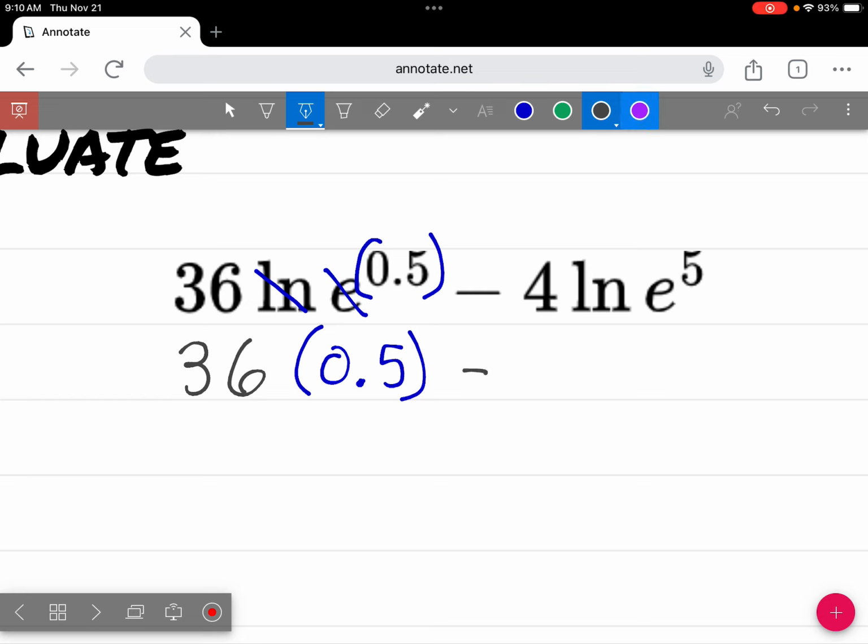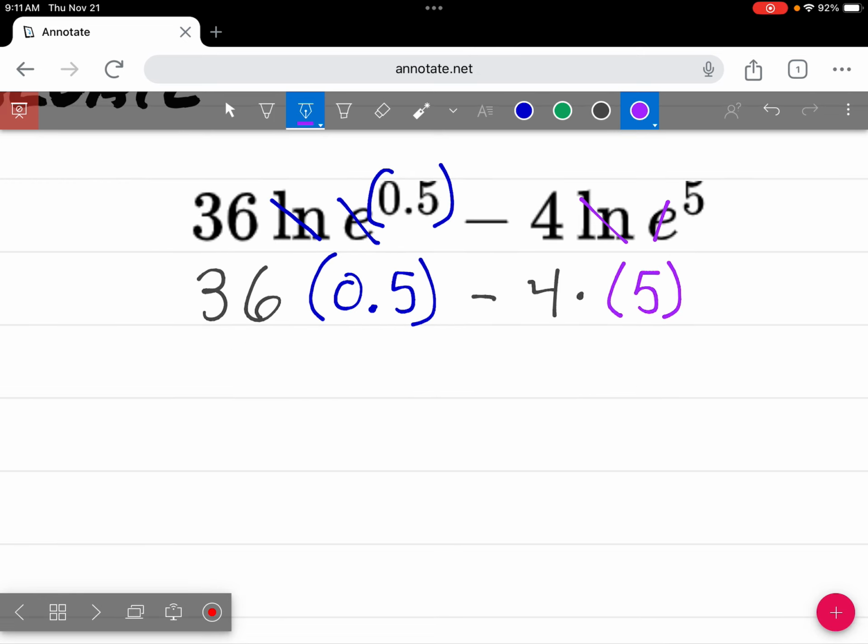And the same thing happens on the next one. I have e to the and ln. So my natural log and my e cancel out, and we're going to be left on the right-hand piece with our 4 times our exponent, which was 5. So we have 36 times 0.5 minus 4 times 5.